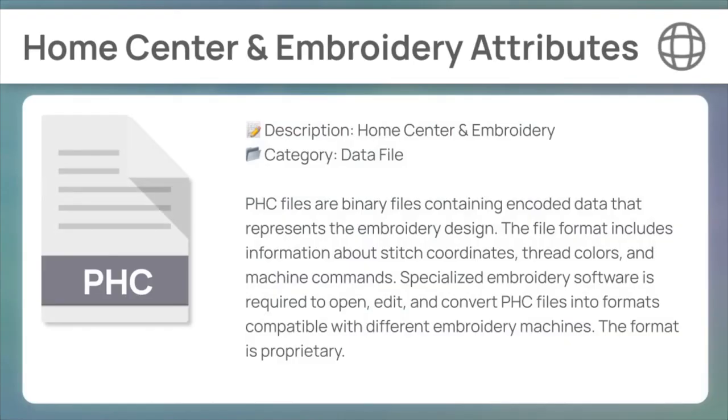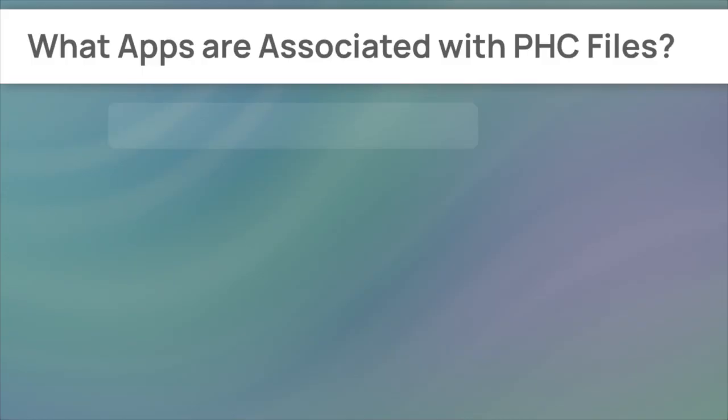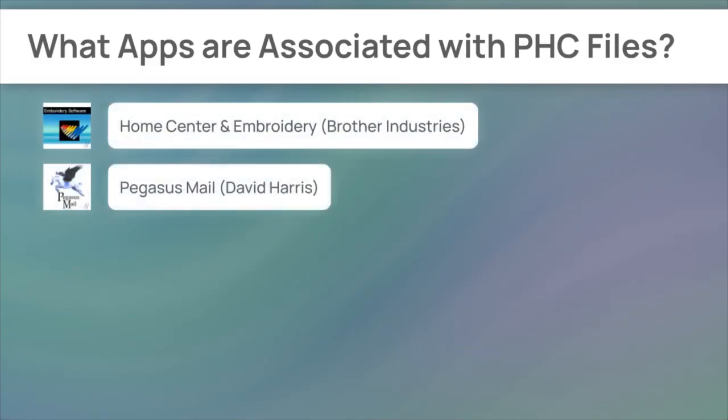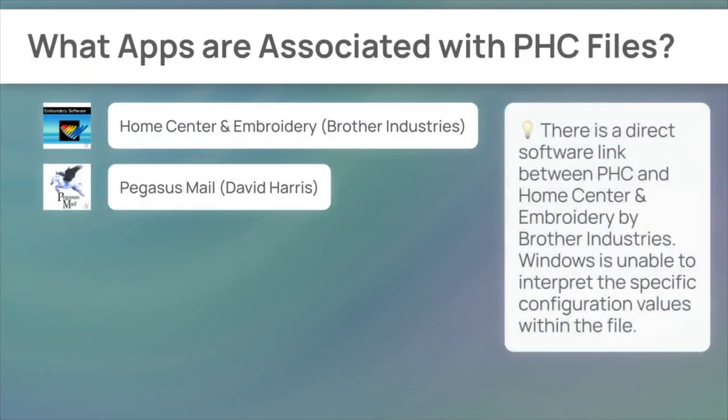The file format includes information about stitch coordinates, thread colors, and machine commands. Specialized embroidery software is required to open, edit, and convert PHC files into formats compatible with different embroidery machines. The format is proprietary. For the PHC file type, Home Center and Embroidery from Brother Industries is a trusted and reliable source. Windows only supports a simple read mode, not the dedicated analysis this file needs.